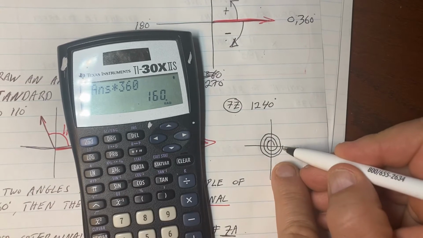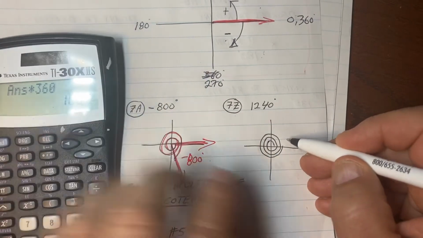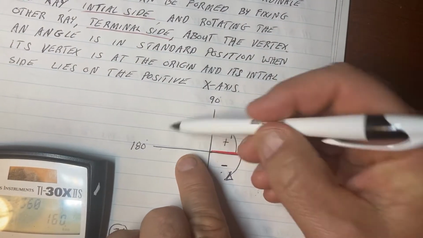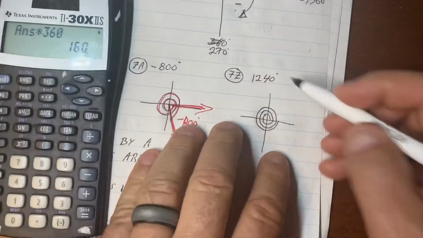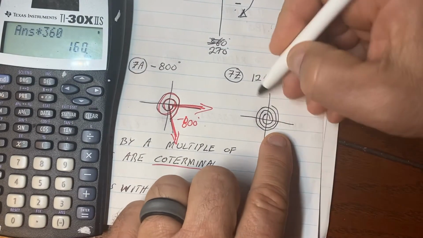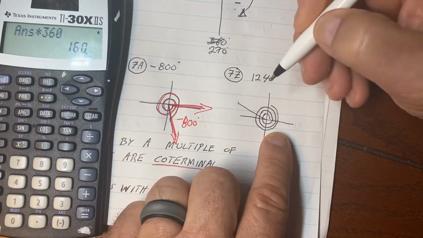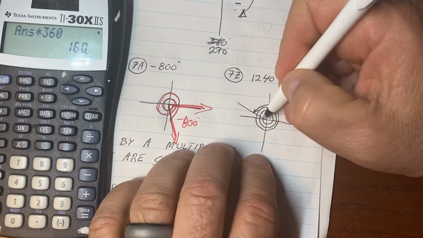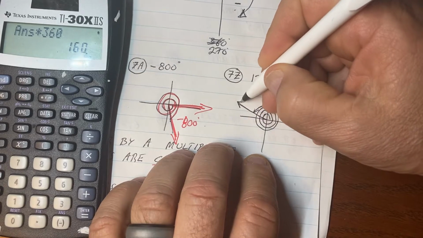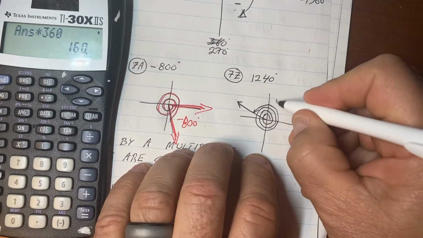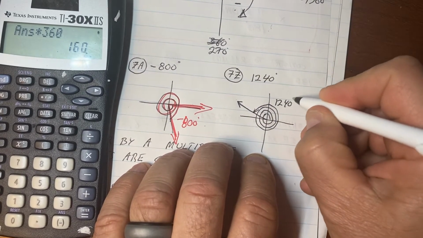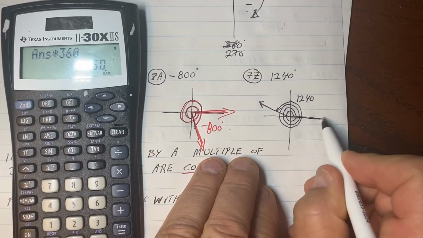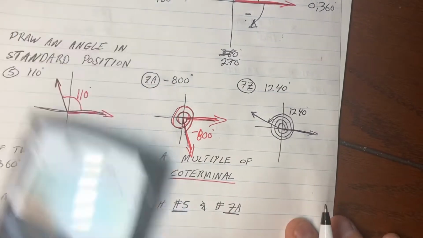So I have to go an additional 160 degrees. Remember, that's 90, that's 180, so it's going to be closer to 180. So it's going to be out over here somewhere. So that is the terminal side. It's going to be 1240 degrees, and this is your initial side right there. Boom, done. Okay.